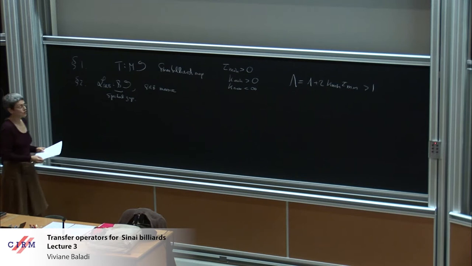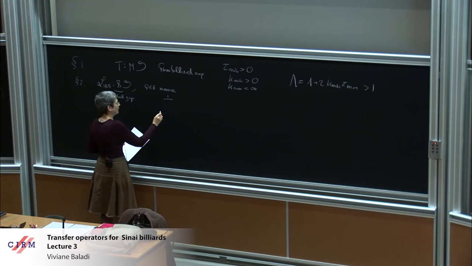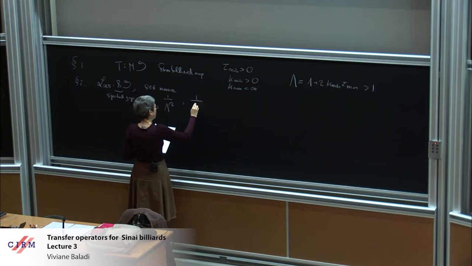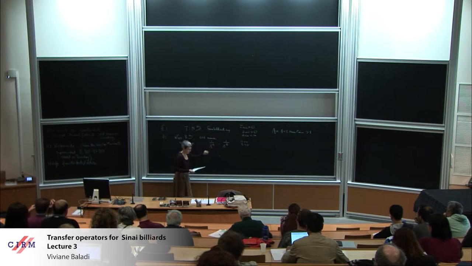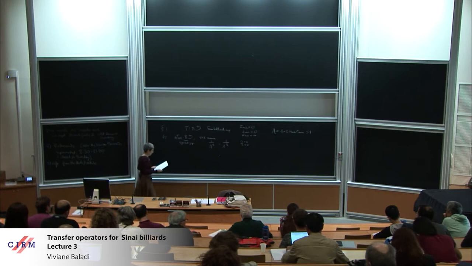And so what appears, so I got some complaints about my handwriting, but what appears was this, where beta and zeta were two positive Hölder regularity exponents. So this is what's important to get the spectral gap, although I did not explain how this appears in the Lasota-Yorke inequality.